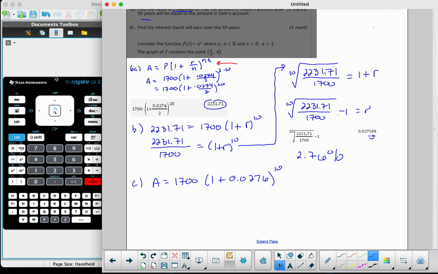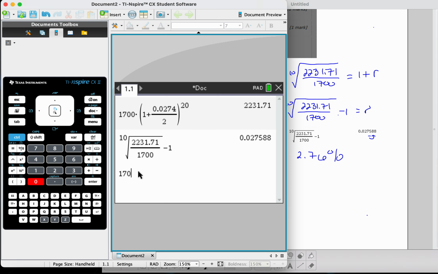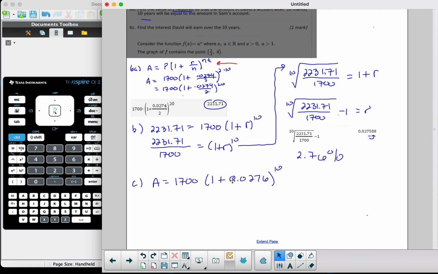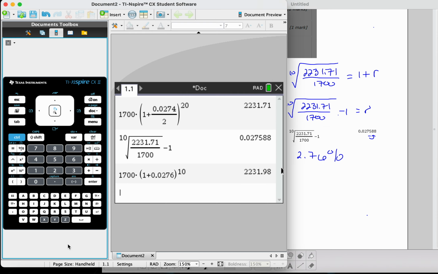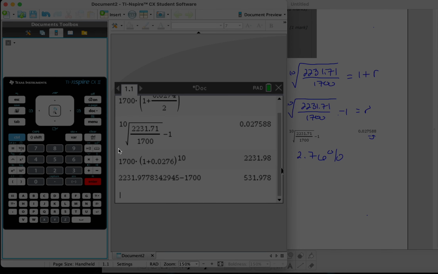All right, here we go again. So 1,700 times 1 plus 0.0276 raised to the 10th power. Boom. All right, so that's 2231. Let me make sure I got all that right. 0.0276 to the 10th. I do. And so then minus the 1,700 is the amount of interest he will have earned over the life of the loan.